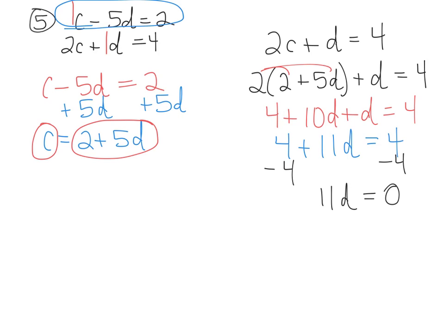Do that next step to make sure you're good with this. We're going to divide both sides by 11, so D equals 0. It's okay for D to equal 0, because remember, that's just another number there. Well, again, I'm not done. So now I have my choice.